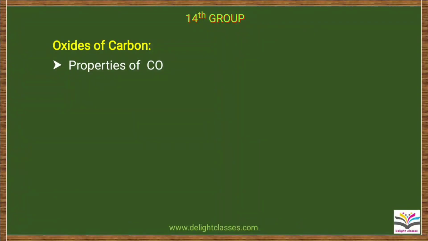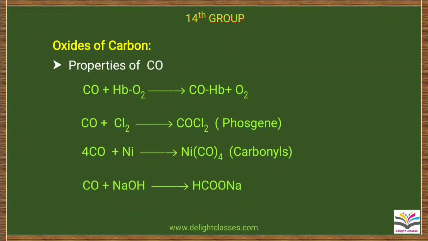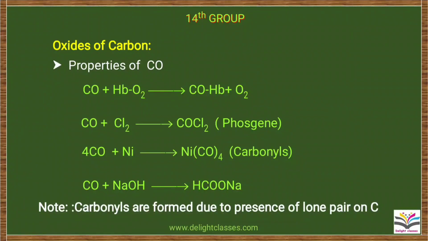Oxides of carbon. Properties of carbon monoxide. Carbon monoxide reacts with oxyhemoglobin to give carboxyhemoglobin, which is 300 times more stable. With chlorine it gives phosgene. With metals it forms carbonyls. With sodium hydroxide it gives sodium formate. Carbonyls are formed due to the presence of a lone pair on carbon.